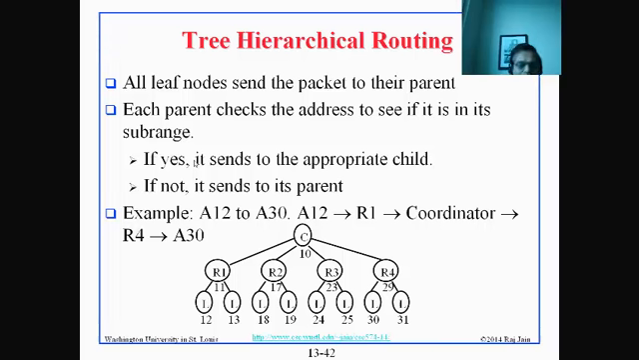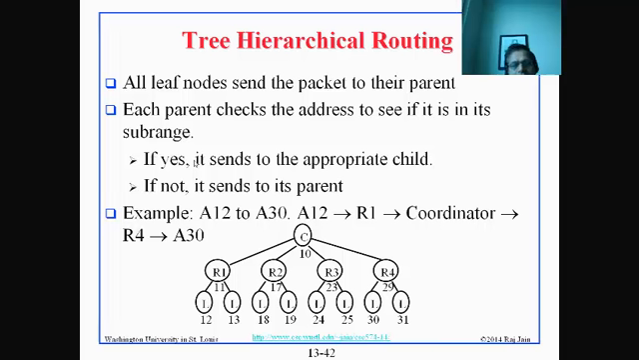First of all, you always send it to your parent. So 12 sends to 11, and 11 says, okay, 30 is not my child, so it sends it to its parent. So it sends to C. C says, yeah, 30 is my child, or whatever, grandchild. So it sends to R4 because it knows exactly who will have that range, right? And R4 says, yeah, this is my child, and it sends it to 30. Because the addresses are very coordinated, you know exactly which child will have that number. Right? Is that clear? So this is very simple hierarchical routing.